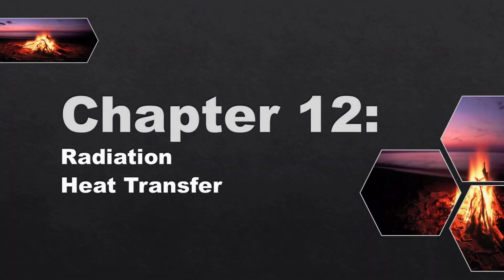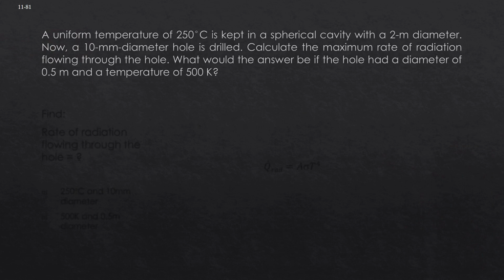Everyone, in this video, we are going to solve a problem about radiation heat transfer. Here is our problem. A uniform temperature of 250 degrees Celsius is kept in a spherical cavity with a 2-meter diameter. Now, a 10-millimeter diameter hole is drilled. Calculate the maximum rate of radiation flowing through the hole.